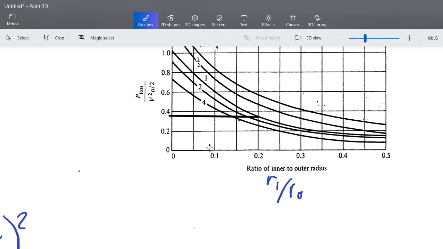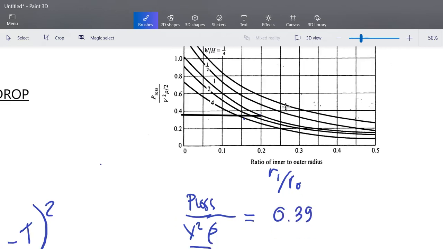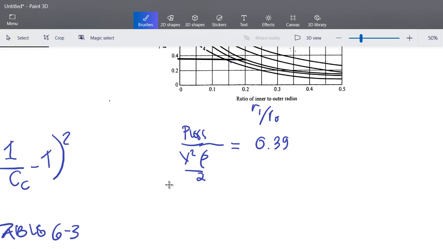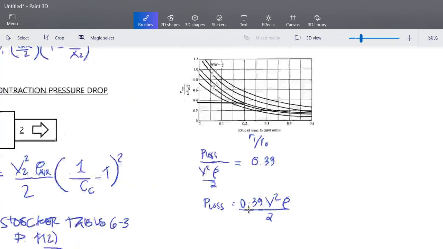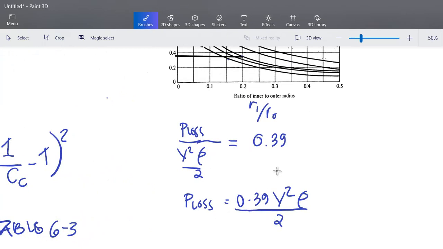So what happens there is your P loss divided by your velocity squared times the density over 2 will be equal to the value, which is their 0.39. So if that is the value, now you will have the P loss, which will be 0.39 times the velocity squared times the density divided by 2. So that is the pressure loss in turns and elbows.